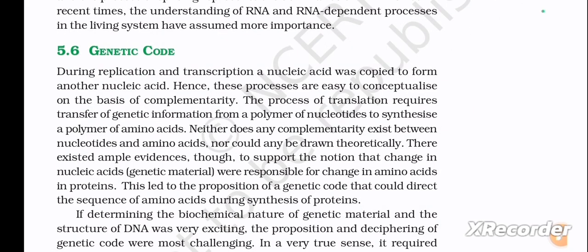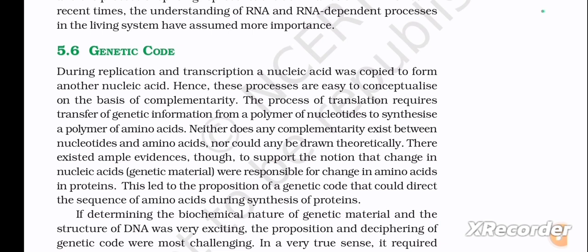Next is the genetic code. During replication and transcription, a nucleic acid was copied to form another nucleic acid. Hence, these processes are easy to conceptualize on the basis of complementarity. The process of translation requires transfer of genetic information from a polymer of nucleotides to synthesize a polymer of amino acids. Neither does any complementarity exist between nucleotides and amino acids, nor could any be drawn theoretically.